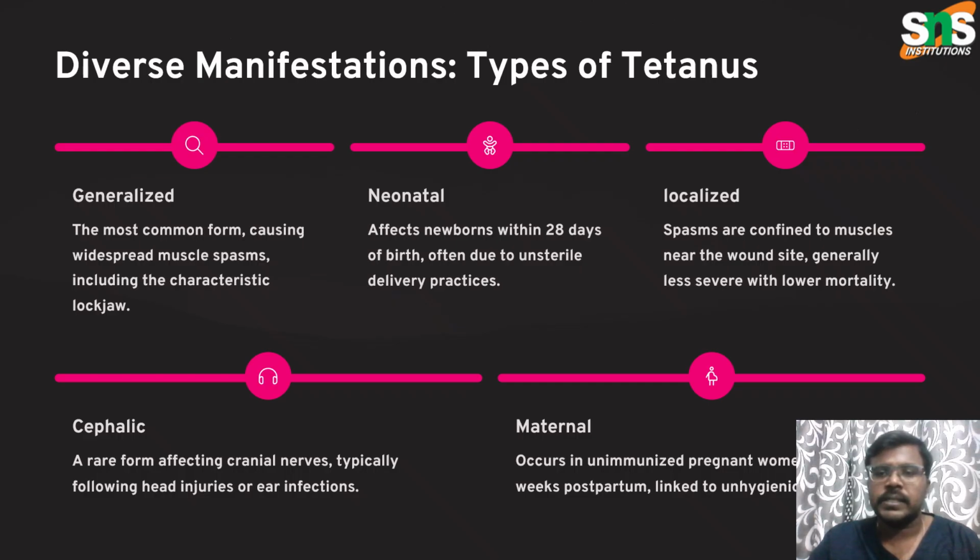The third type is localized tetanus, where spasm is present in the muscles near the wound site. It is generally less severe with lower mortality. The fourth type is cephalic tetanus, which is rare and affects only the cranial nerves, typically seen in head injuries or ear infections. The fifth type is maternal tetanus, acquired by unimmunized pregnant women, largely seen within a week postpartum.